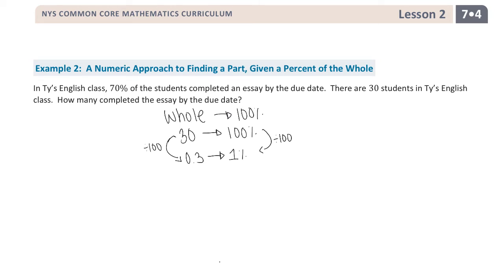Now, we know that 70% of the students completed the essay by the due date. So we're going to multiply 1% by 70. Let's go ahead and complete that on both sides. Now, 1 times 70 is going to give us our 70% that we are looking for. And 3/10 times 70 is going to give us 21. So now I know that 21 students completed the essay by the due date.